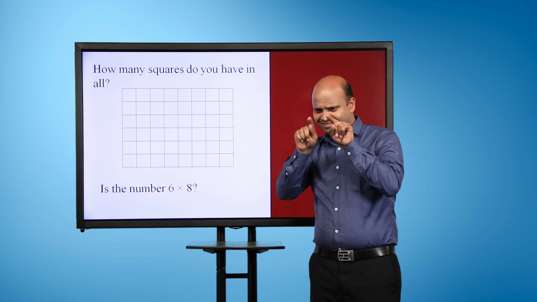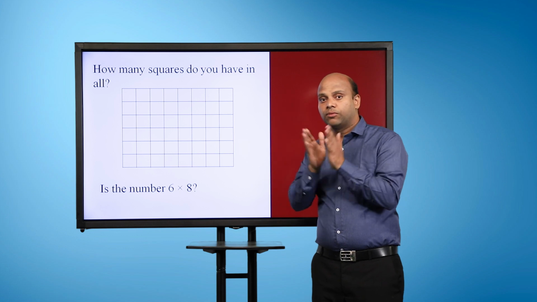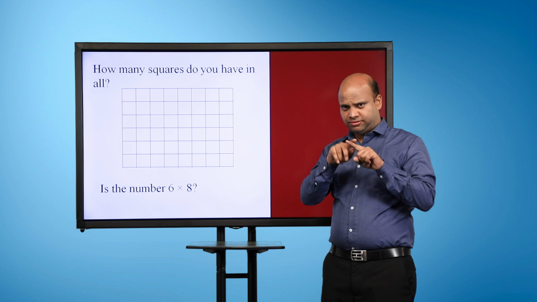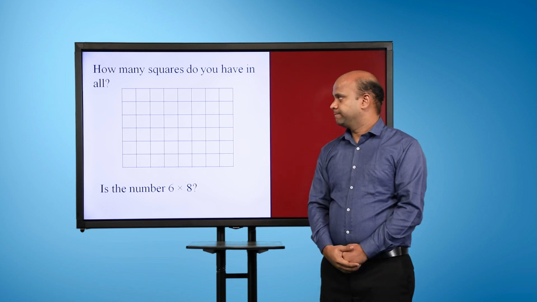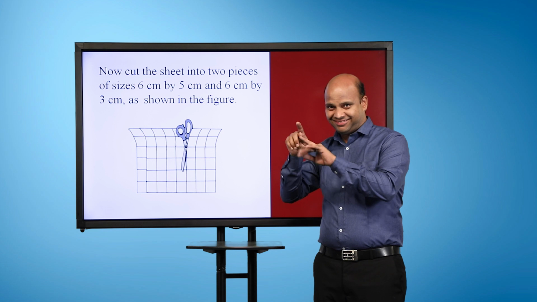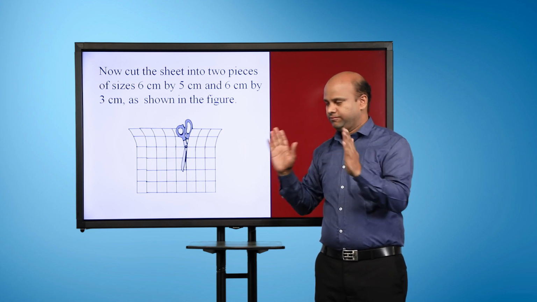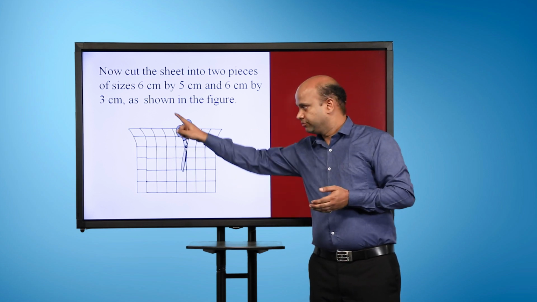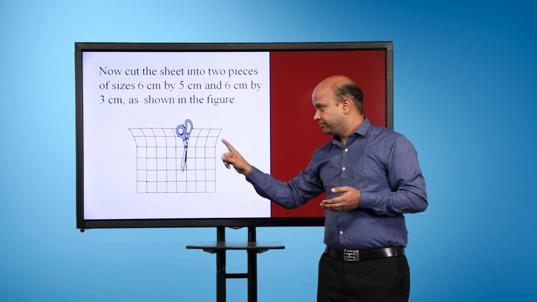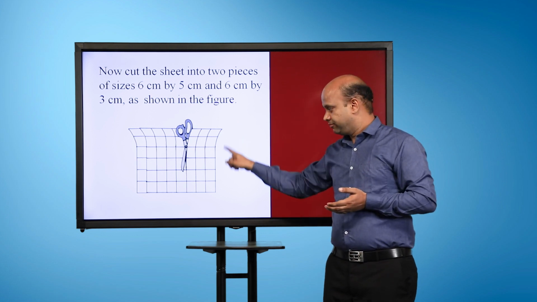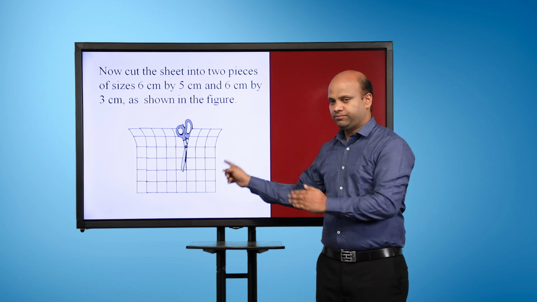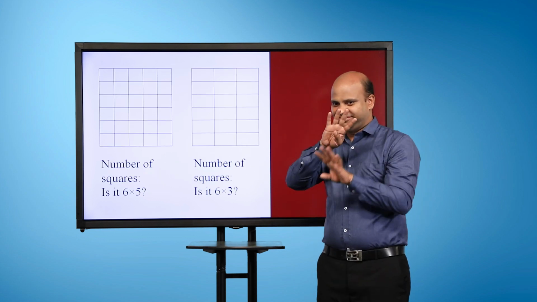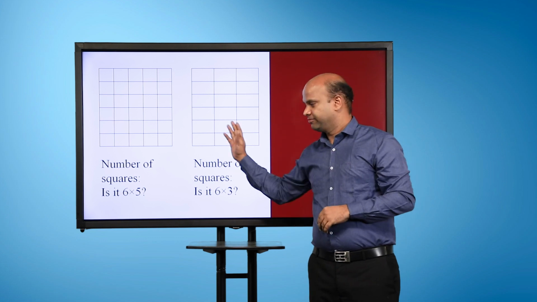We see the picture of a graph paper with lots of squares. Next to it, we have the picture of the graph paper being cut by a scissor. Is the number 6 by 8? Now, cut the sheet into two pieces of sizes 6 cm by 5 cm and 6 cm by 3 cm, as in the figure. Below this we have the two cut pictures of the graph paper in the given sizes.